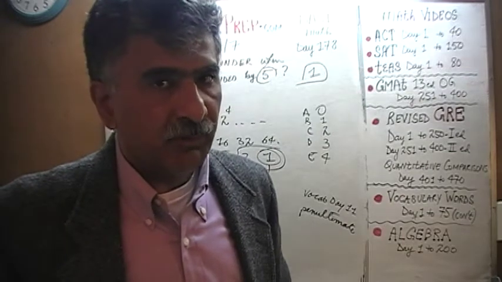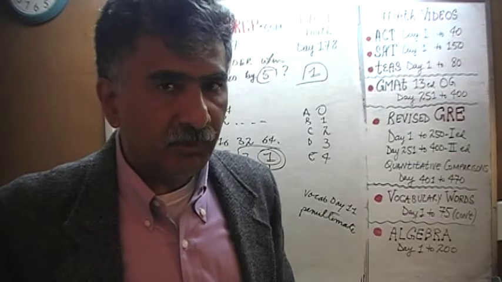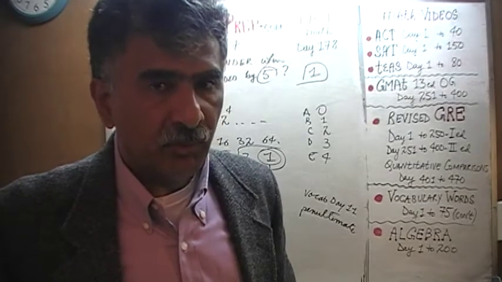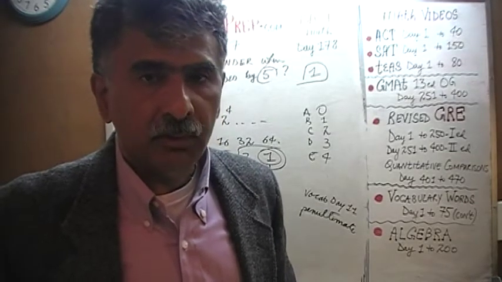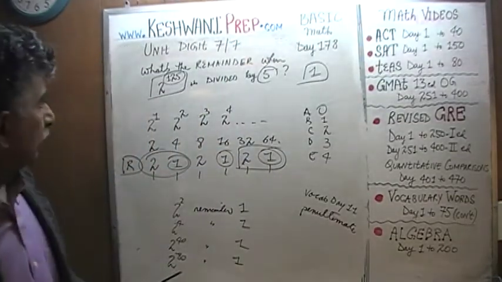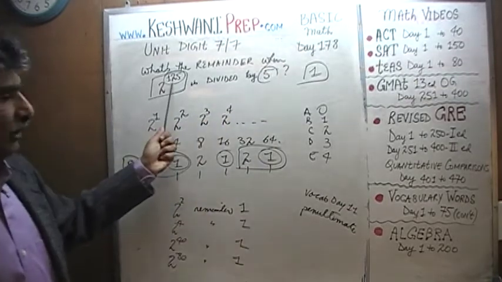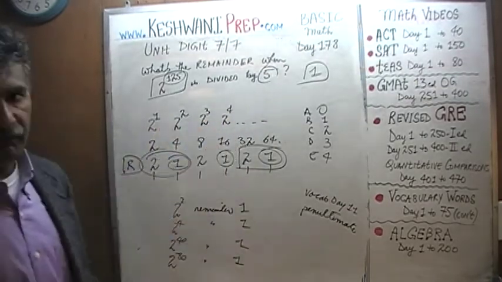I do not have a luxury of repeating everything all the time. I'm going to go through the problem at a little bit of a faster pace. I take it for granted that you have watched yesterday's video and you understand most of the concepts involved in it. So let's do it together. The question is, what is the remainder when 2 raised to 125 is divided by 5?